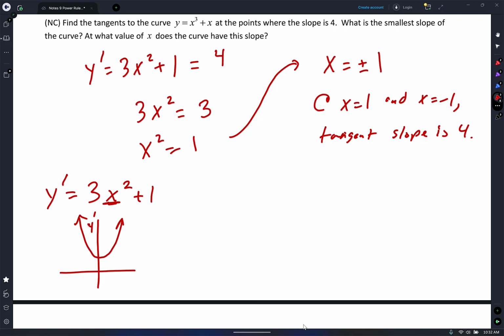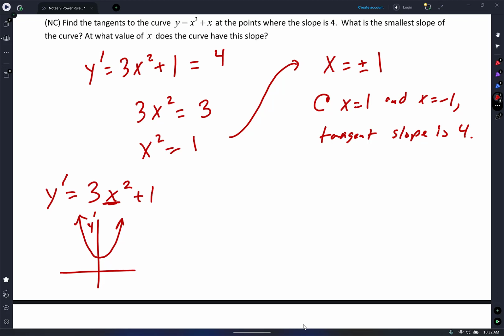Because 0 squared is 0, right? Every other number squared is going to be bigger than 0. Every number, like 0.5 squared is 0.25. I know it's smaller, but it's bigger than 0. So the smallest you can put for x is 0. So 3x squared is 0. So what's 0 plus 1?